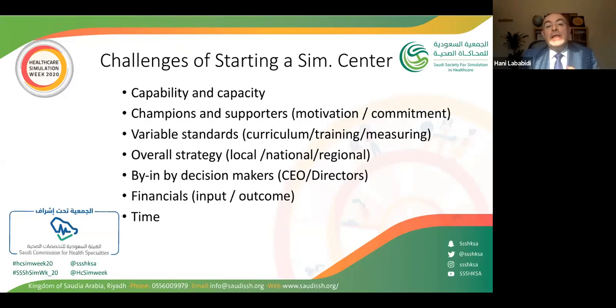I put capability and capacity. What is this simulation center capable of, and what is the capacity? You need champions. If you don't have champions, you cannot have a simulation center. You call them champions; I call them crazy people. We were all crazy people when we started, and when we had this idea about starting a simulation center, the administrator said, "You are crazy. What are you talking about?" But because we are crazy, we were champions.